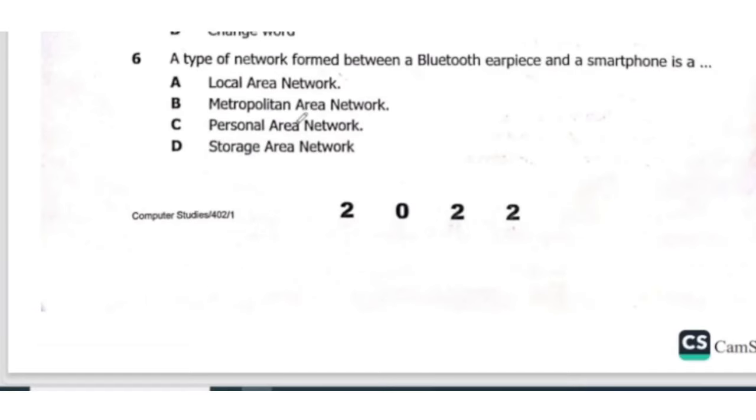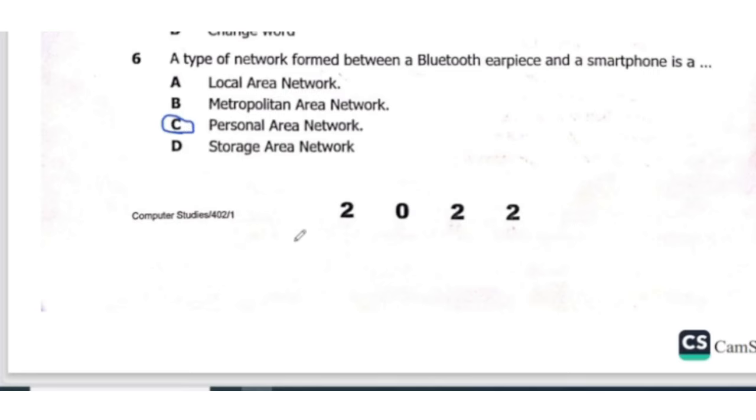Okay, we go to question number 6. A type of network formed between a Bluetooth earpiece and a smartphone is... this is C, which is personal area network. Local area network, no. Metropolitan area network, no. But personal area network.